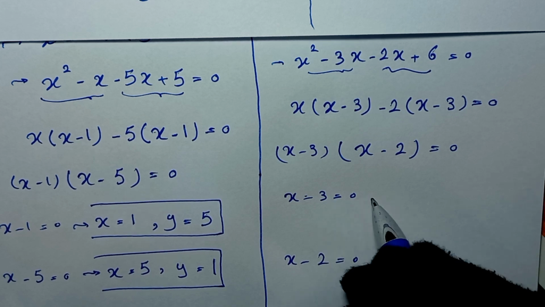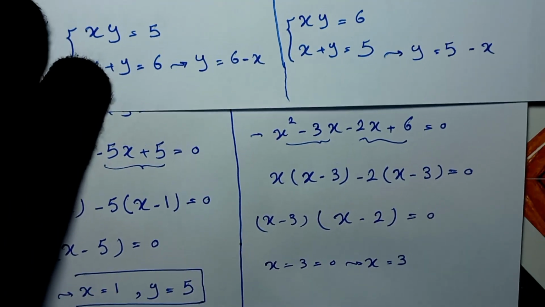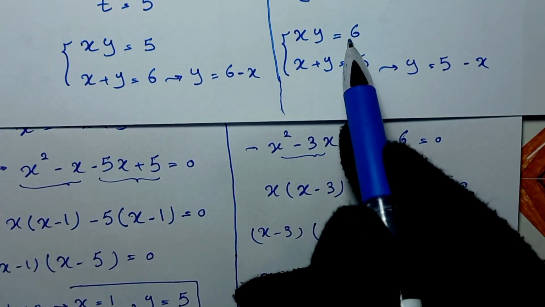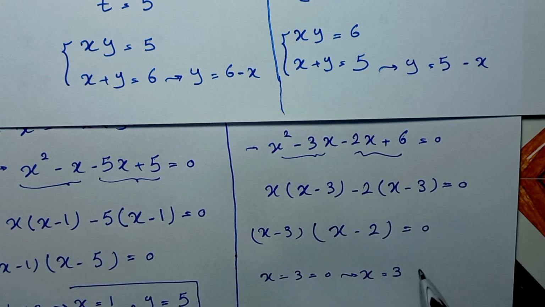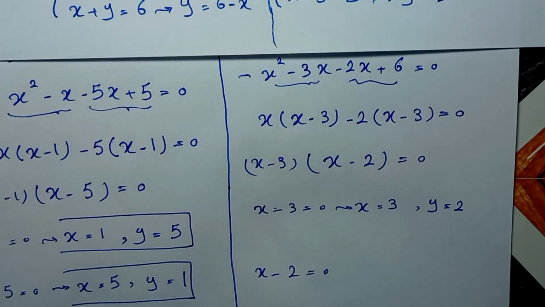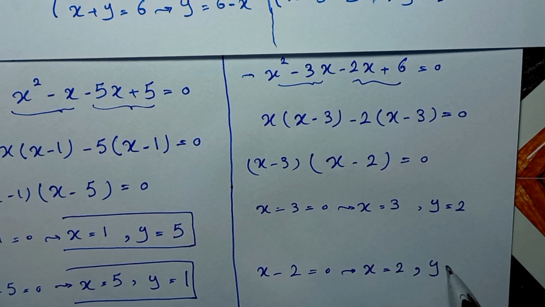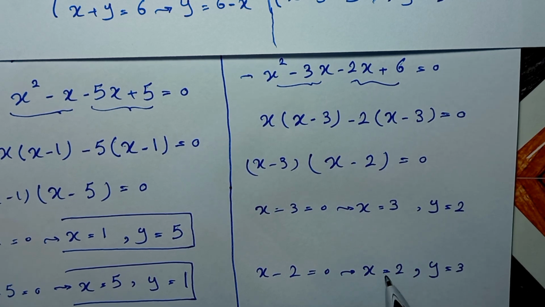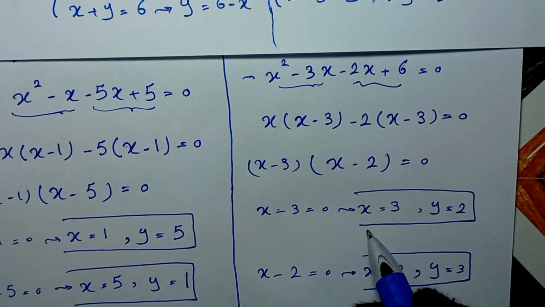From here, x is equal to 3, and xy is equal to 6. So if x is equal to 3, y should be 2, right? So from here, y is equal to 2. And here, x minus 2 is 0, so x is equal to 2. And y should be 3, right? X times y should be 6, so y is equal to 3. And from here, we have two solutions for x and y.